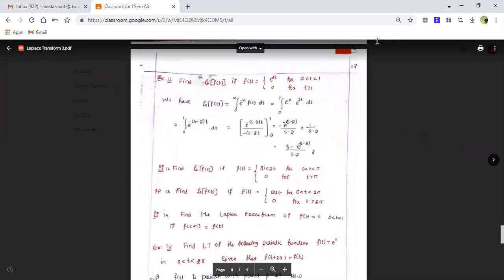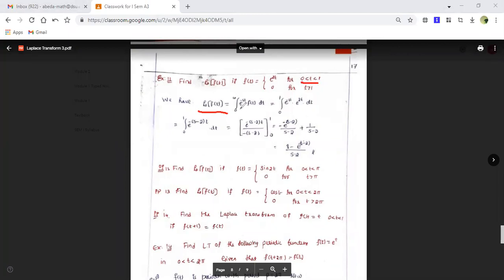Find the Laplace transform of f of t is equal to e to the power 2t if t lies between 0 and 1, and it is taking the value 0 for t greater than 1. So clearly we need the Laplace transform of f of t. We take 0 to infinity, because they have not given any period here. So we will split the function into 0 to 1 and t greater than 1.